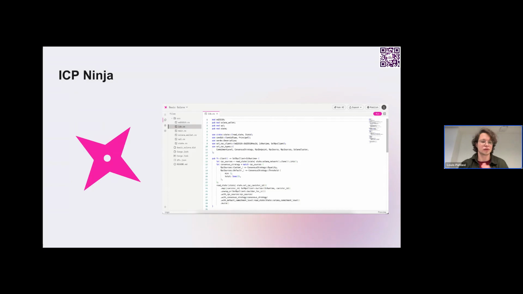So if you don't have all the setup on your machine, you can really just go to ICP Ninja, click on the basic Solana example, and you'll be linked straight to the code. You can click run and it'll deploy the canister that you can interact with right away.